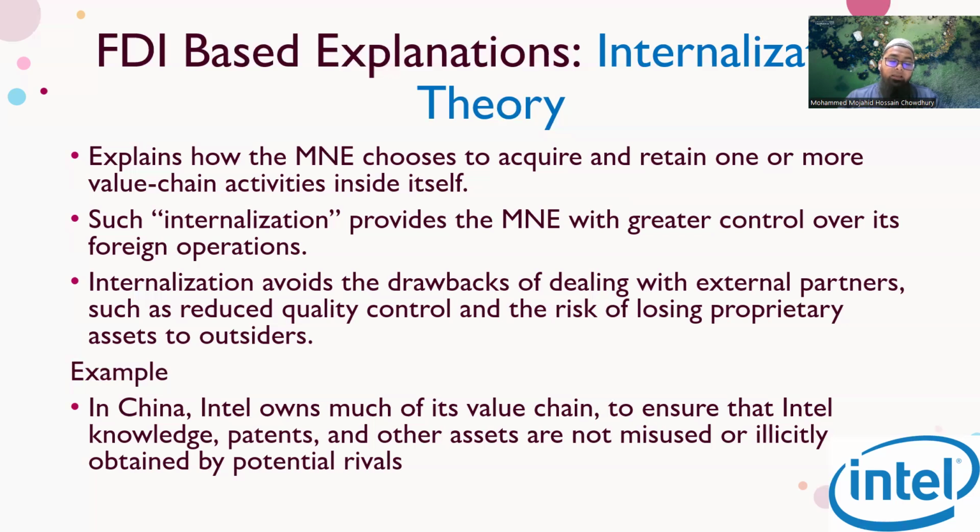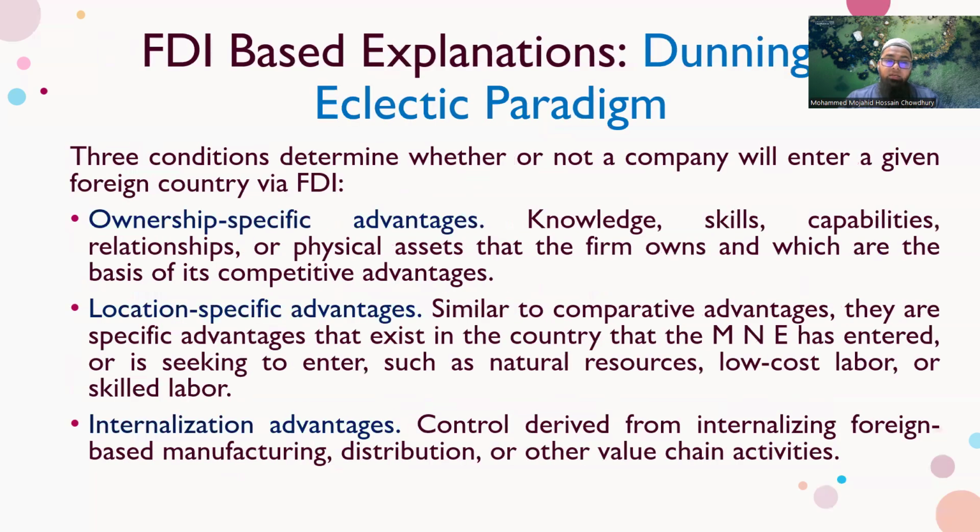As an example, take China. In China, Intel, the US company, owns much of its value chain to ensure that Intel's knowledge, patents, and other assets are not misused or illicitly obtained by potential rivals. And then the other explanation is Dunning's eclectic paradigm.